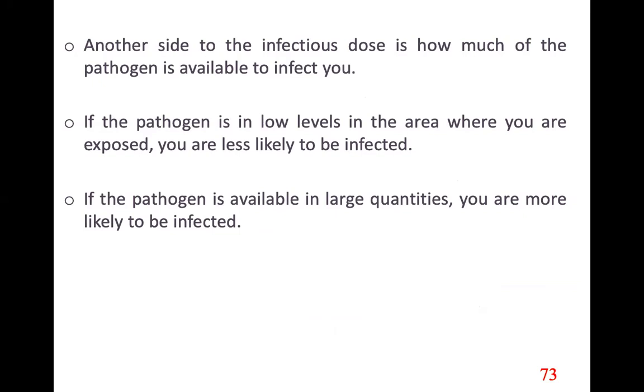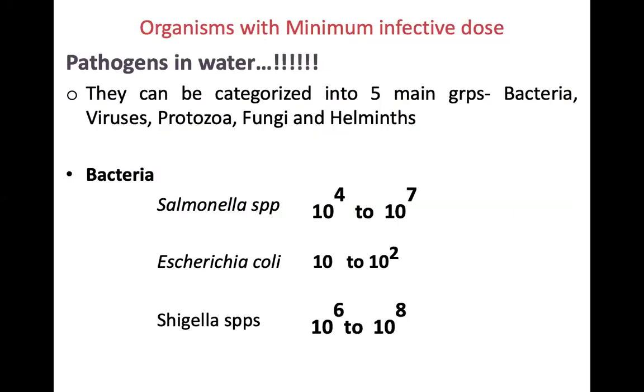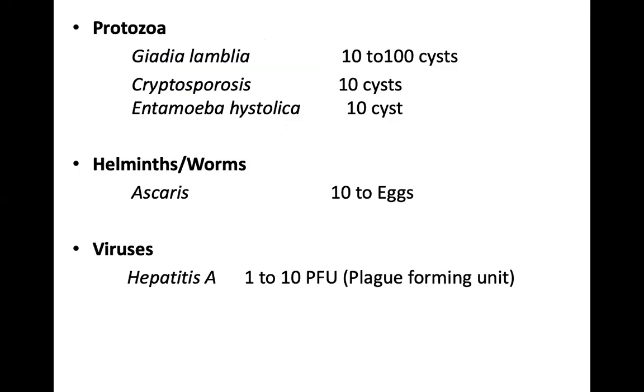And so we need to determine this level of organisms in a given water body to determine whether it is safe for drinking or not. Now here we say organisms with minimum infective dose, which means the minimum level below which they cannot cause diseases. For Salmonella, we have 10,000 to 10 raised to the power 7. For pathogenic E. coli, we are looking at 10 colony-forming units to even 100. For Shigella, we are looking at 1,000,000 to even 10 raised to the power 8.